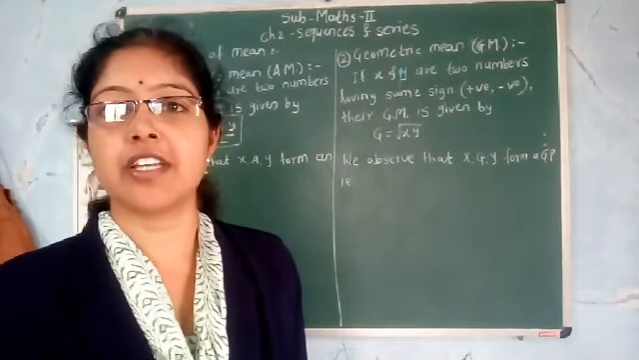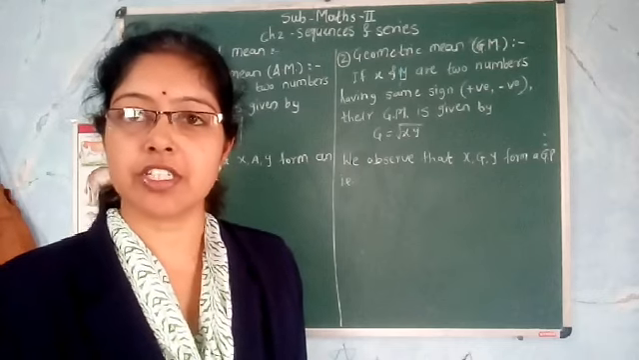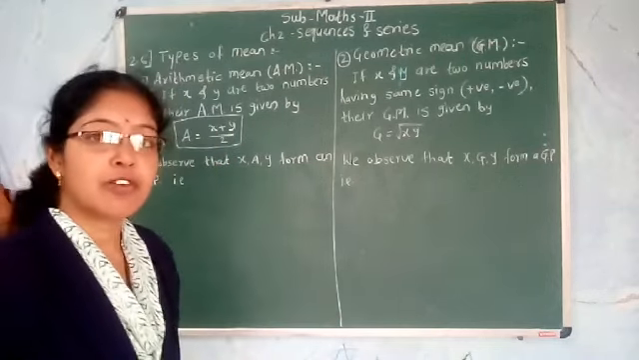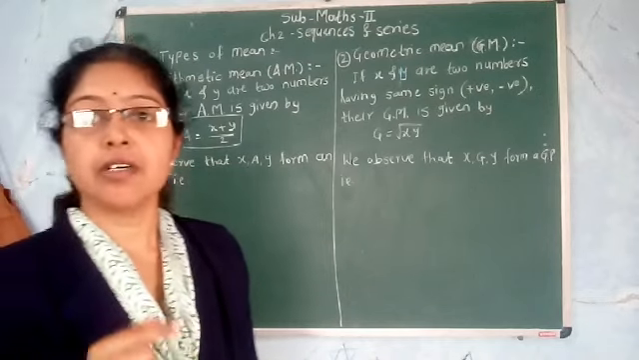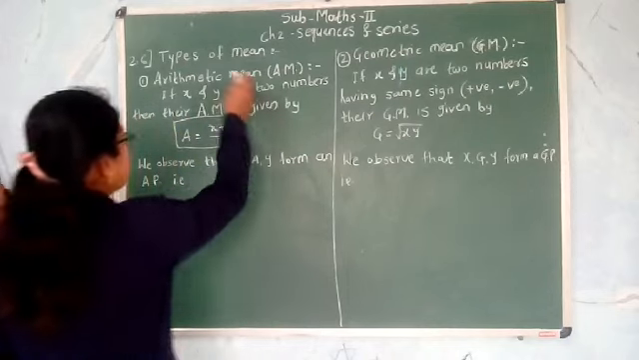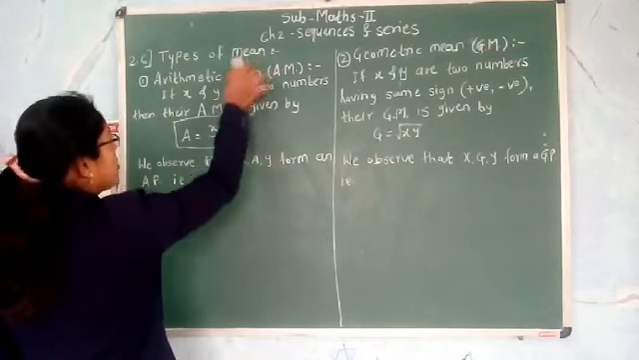Good afternoon, students. In the last lecture, we saw harmonic progression. And what is the nth term of a harmonic progression? The nth term of a harmonic progression is 1 upon the nth term of the AP. Now, in this lecture, we will see types of mean.